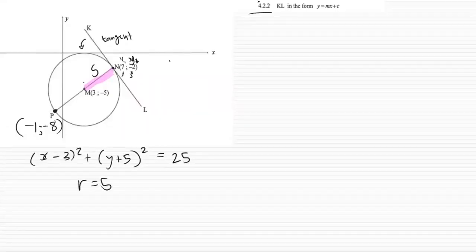4.2.2 asks for the tangent KL in the form y equals mx plus c. So m is the gradient, and c is the y-intercept, the y part of the y-intercept.